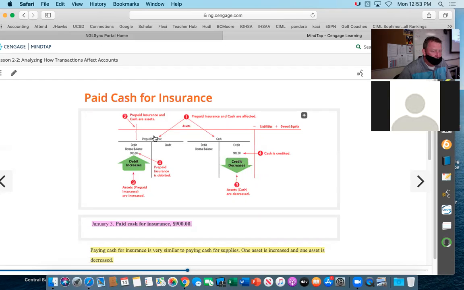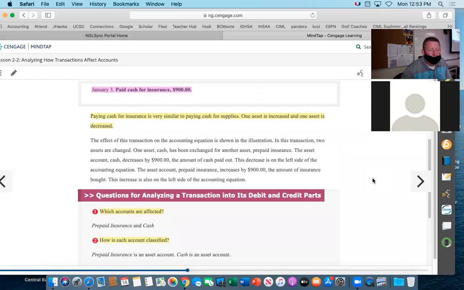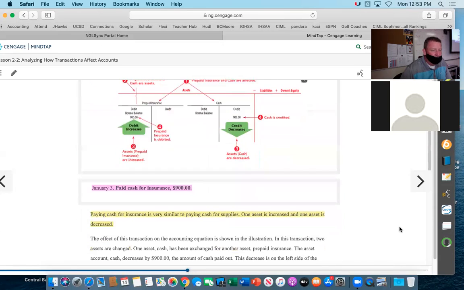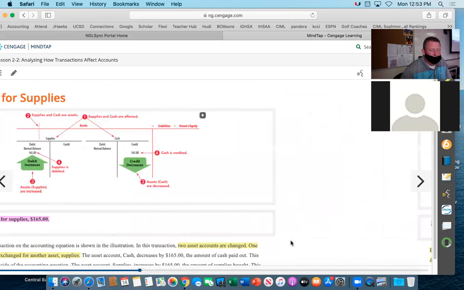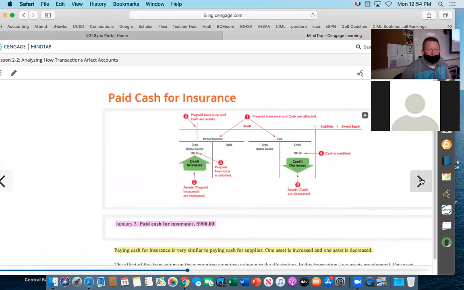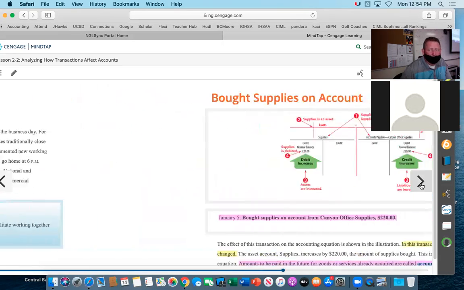Increase the asset, prepaid insurance. Decrease the asset, cash, the accounting equation still equals. If you do one to an asset on the same side, you must do the opposite. Increase insurance, decrease cash. Again, you can go through the step-by-step process down here if you wish. You all right with those two? Paid cash for insurance, paid cash for supplies, pretty much the same thing. Okay. All right, we had investment, and then we had that one.